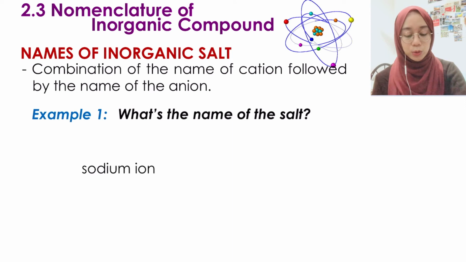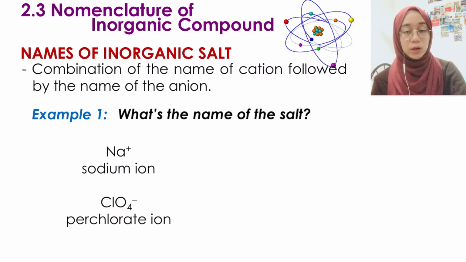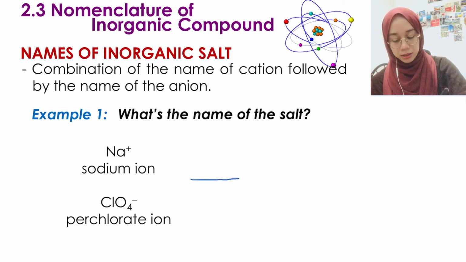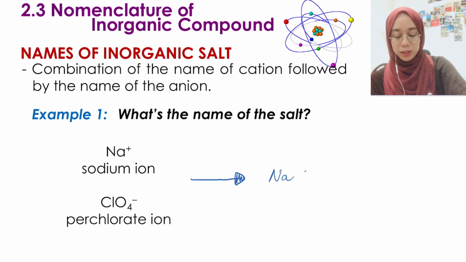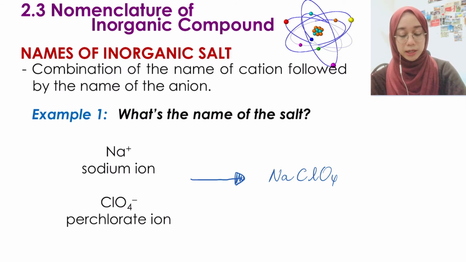Okay, so the first one here kita tengok how to name the salt then. If given to you that you have a sodium ion, okay, so Na+, and then you also have the ClO4 negative. Okay, so this one pula adalah perchlorate ion. So if you put them together class, nanti Miss ajar macam mana nak dapatkan formula salt ni pula lah. So you actually get this particular formula untuk salt ni bila lepas kita gabungkan Na+ dengan ClO4 minus.